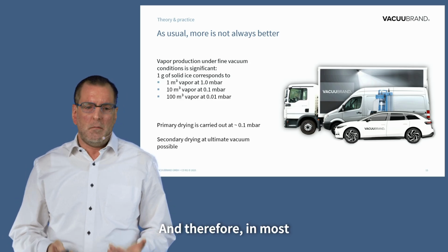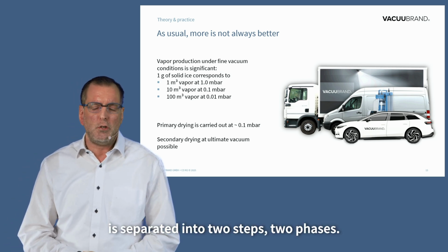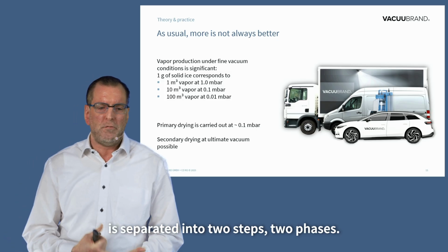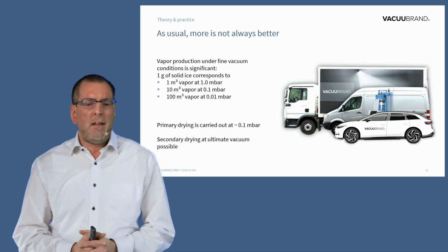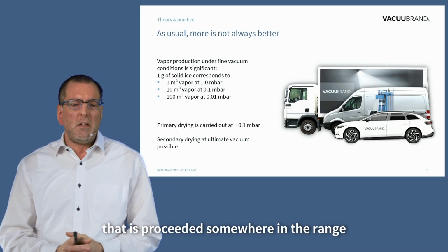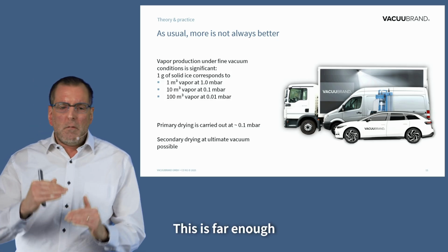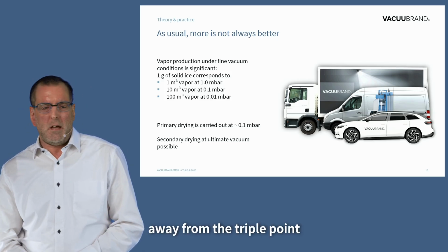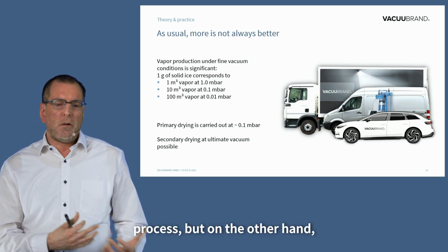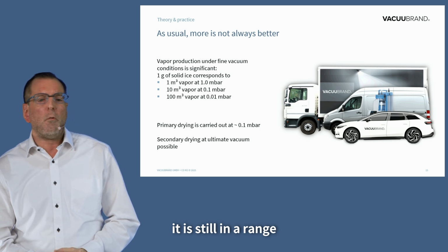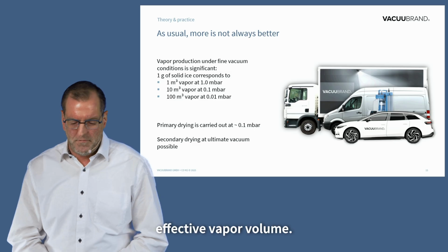Therefore, in most cases, the freeze drying process is separated into 2 steps, 2 phases. At first, you proceed with the main drying process. That takes place somewhere around or slightly below 1 millibar. This is far enough away from the triple point to ensure a safe process, but on the other hand, it is still in a range where you don't create an excessive effective vapor volume.